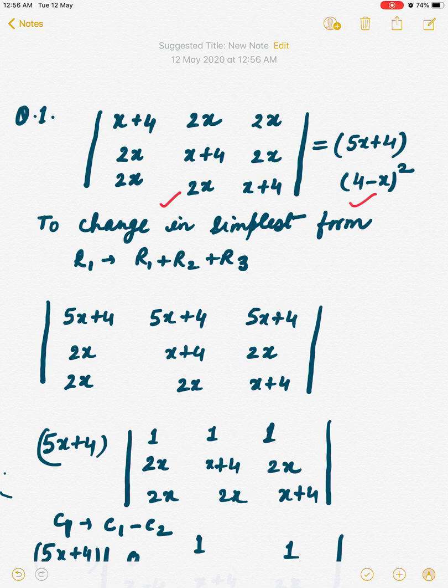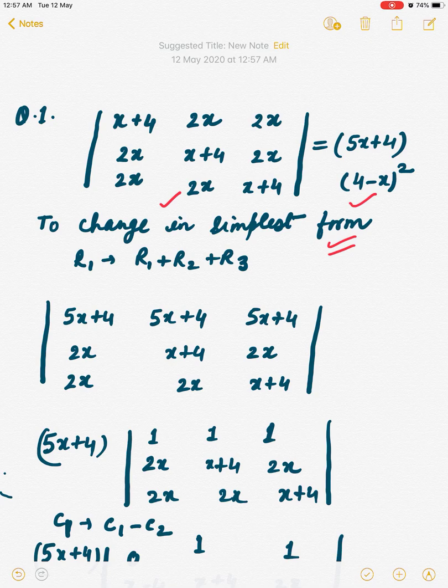So what's the rule in this method? We have to change this determinant into its simplest form. We try to change this determinant into simplest form so that we get maximum zeros either in one row or in one column, so that it gets changed in the simplest form. And to change in simplest form, we use the properties of determinant. Whatever the properties are, we use those properties.